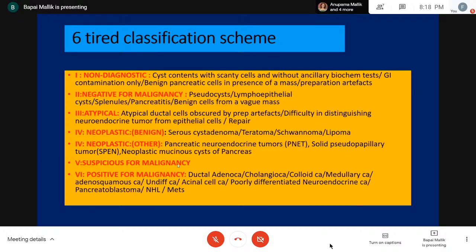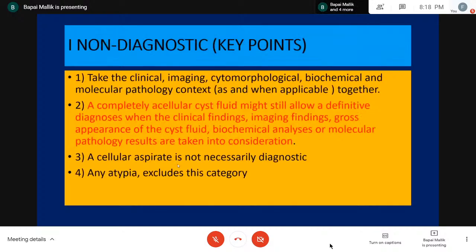This is kind of a summary of what is going to follow in the subsequent slides. So what about the key points of non-diagnostic? One should take the clinical, the imaging, the cytomorphological, the biochemical, and the molecular pathology context, if available, together. Say, for example, you have a completely acellular cyst fluid. But you might still be able to give a definitive diagnosis when clinical findings, imaging findings, gross appearance of cyst fluid, biochemical analysis, or molecular pathology results are taken into consideration.